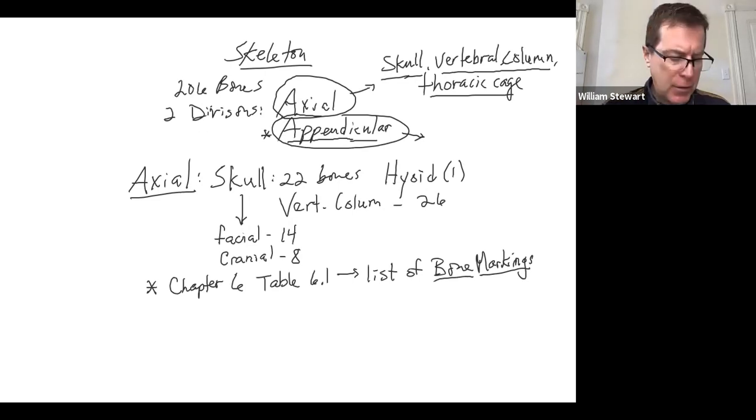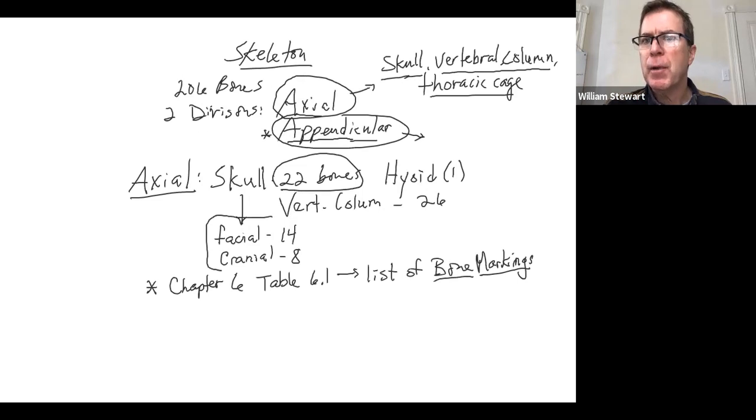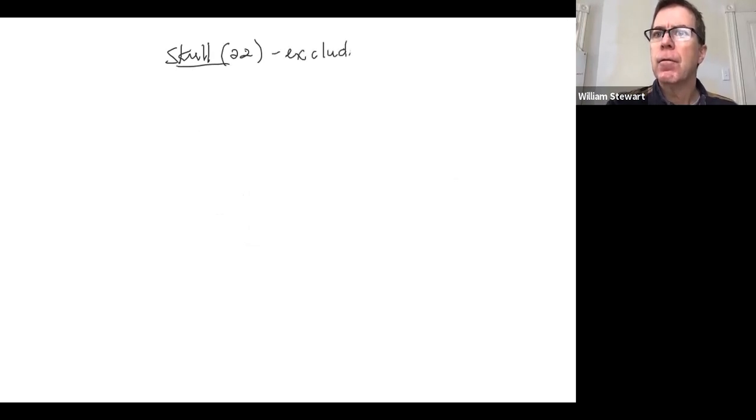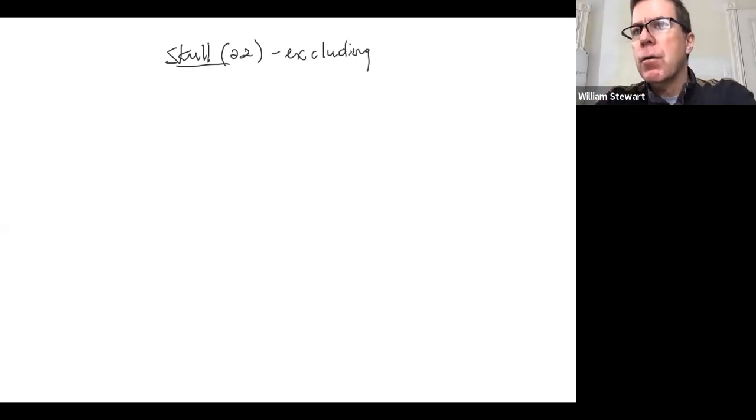I'm going to call up a new page. And we know that there are 22 bones total in the skull, 14 facial bones, 8 cranial bones. Now I'm going to define those on the next page. So when we say the skull has 22 bones total, that is excluding the auditory ossicles. Those are the 3 little bones in each hearing mechanism in each ear. So that's a total of 6 bones.